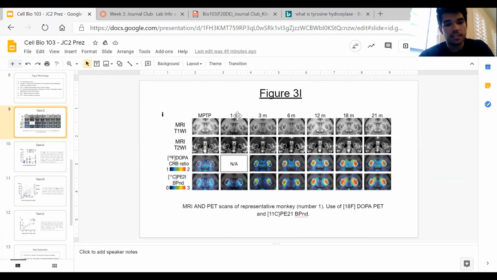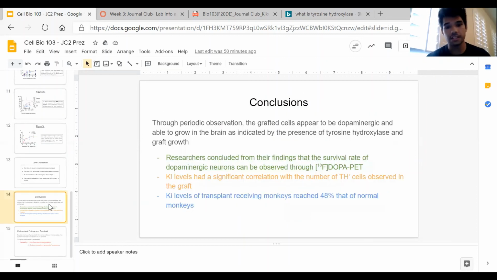Now, you can see that as time goes on, the presence of tyrosine hydroxylase both increases as well as the size of these grafted cells. Now, this is very promising because if tyrosine hydroxylase is being produced, then that means that dopamine synthesis is likely occurring. And in addition to that, if graft growth is occurring, then that means that these could potentially be used in order to replace those dopaminergic neurons that are lost in the subjects due to Parkinson's disease.